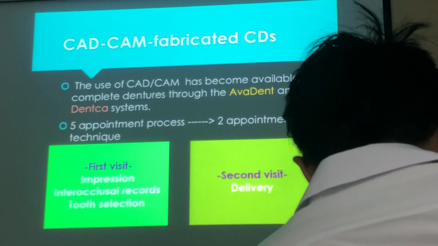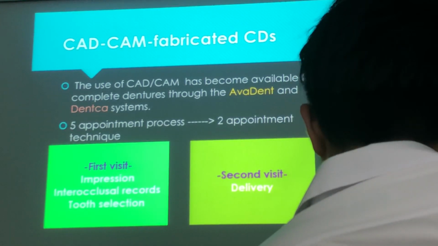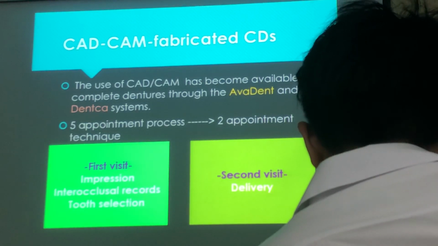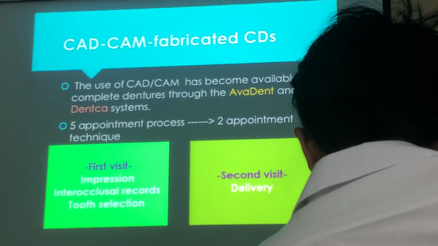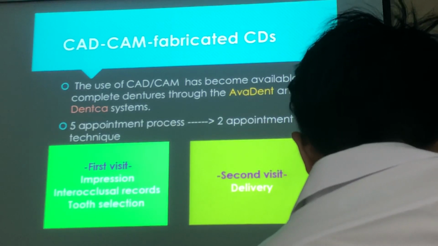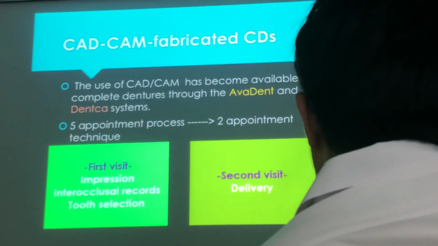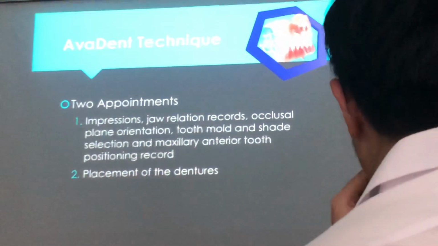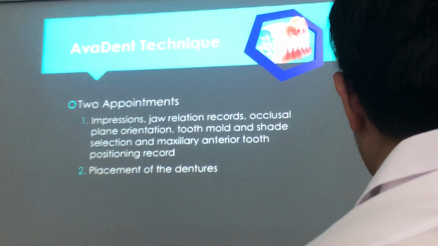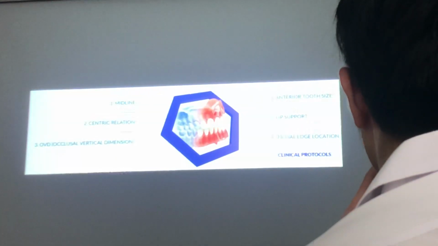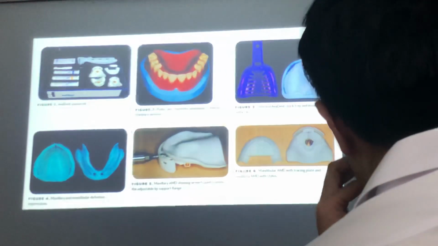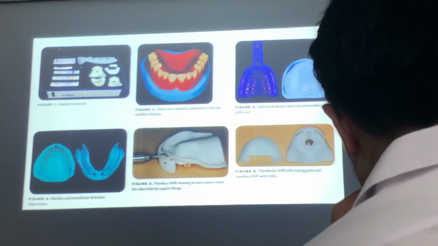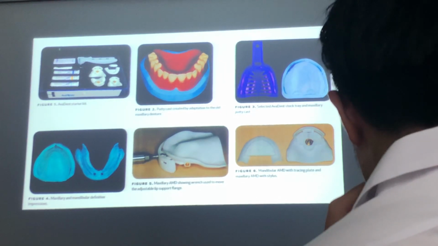I think you still need to take the primary impression and then fabricate the custom tray and then take the final impression. And they claim that in the first visit you can take the final impression, interocclusal records, and tooth selection, and in the second visit it's possible to deliver the dentures to the patients. So about Avadent, actually they want to sell you that equipment.